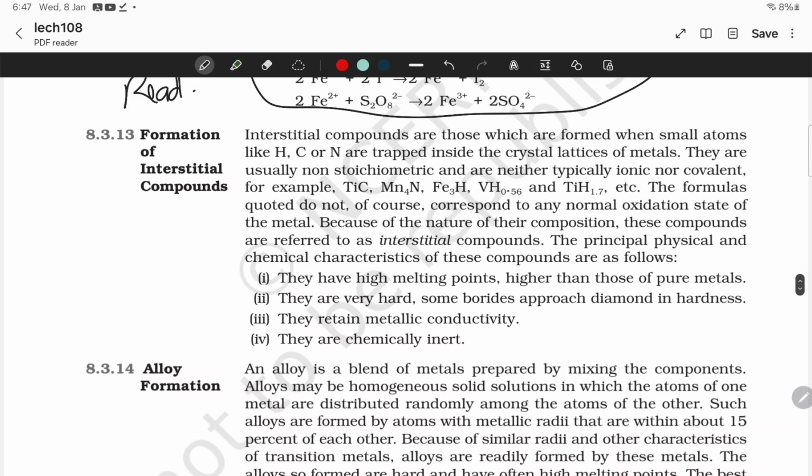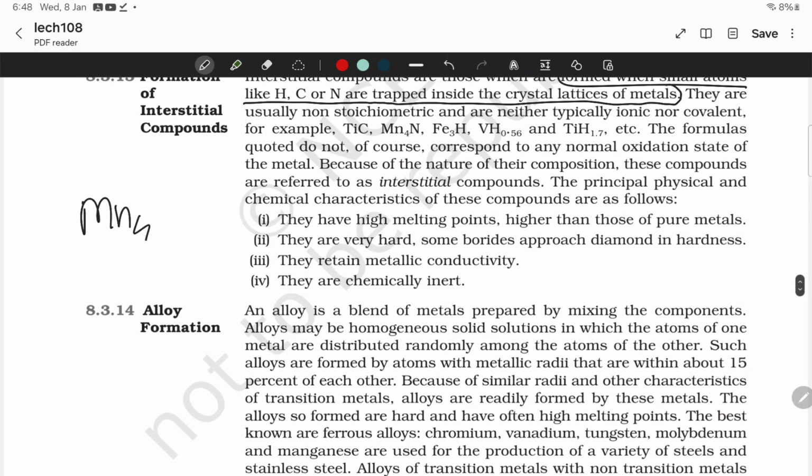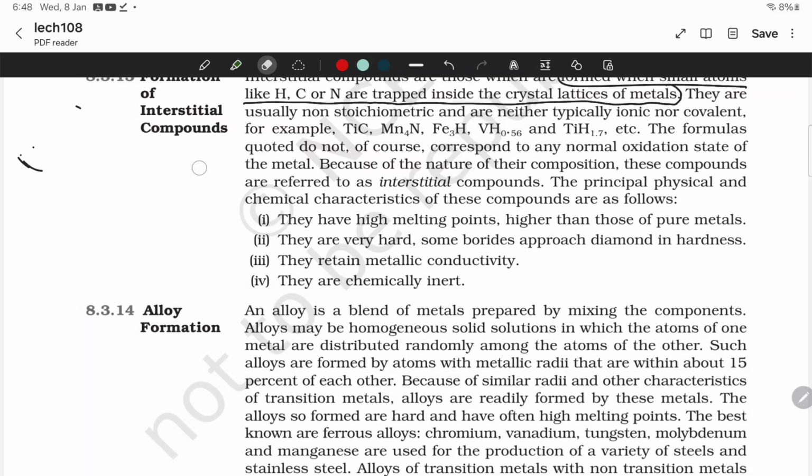Now, formation of interstitial compounds. Interstitial compounds are formed when small atoms like C, H, N are trapped inside the lattice of a metal. For example, we have manganese, and inside these four manganese atoms a nitrogen is trapped, so we call it Mn4N. But this is not a specific composition, we just call them like that. And when hydrogen is trapped inside vanadium, we call it VH0.56. And when hydrogen is trapped inside titanium, etc.